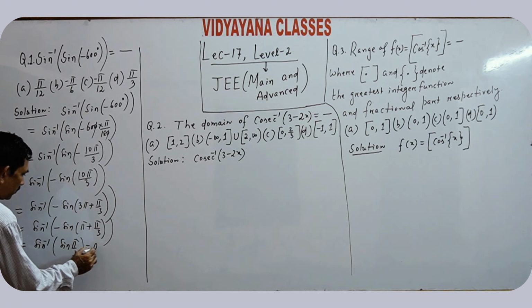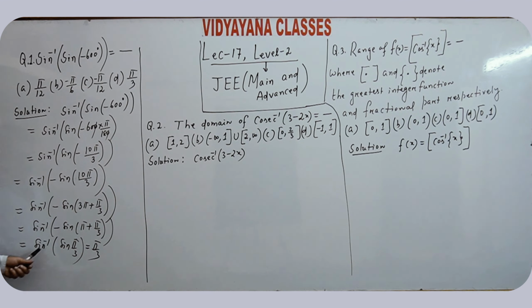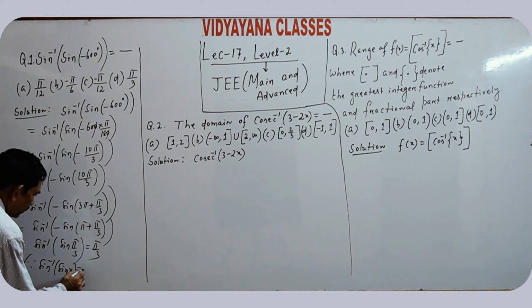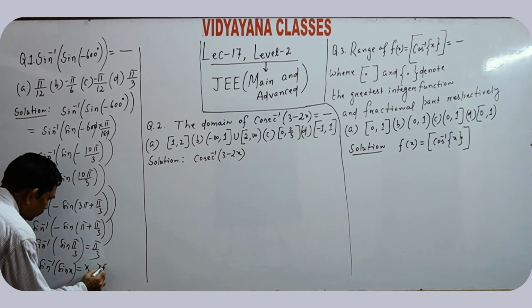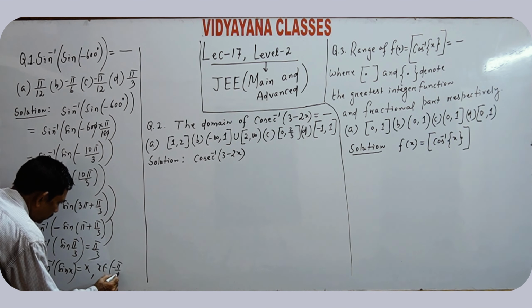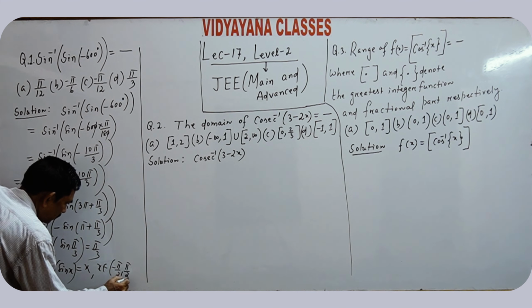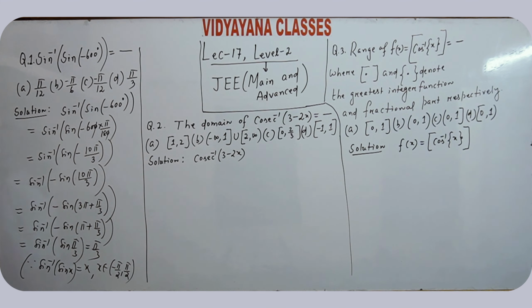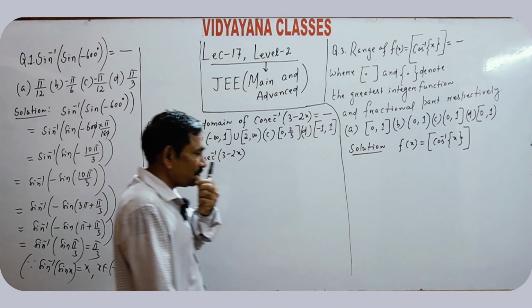as pi by 3. Since sin inverse sin x is equal to x, x belongs to open bracket minus pi by 2, pi by 2 open bracket. Clear? Okay.